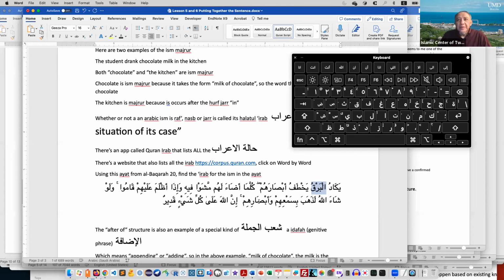Anybody find another one? Let's find one more. There's a small hint. The other one is in the second line. No, the second one, Brother Mahfouz, is in the second line. Anybody see it? No one sees it? It's a name. It's an isim, right? Anybody see an isim in there? Isim marfu. You see it?